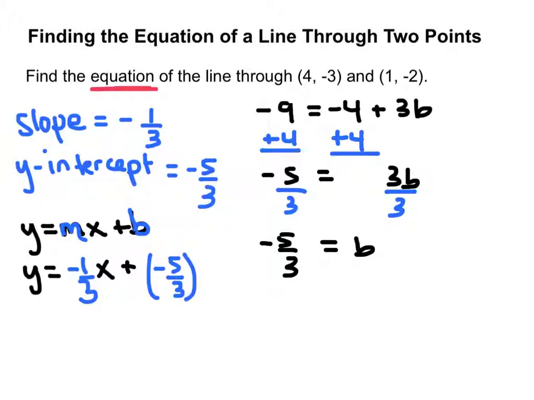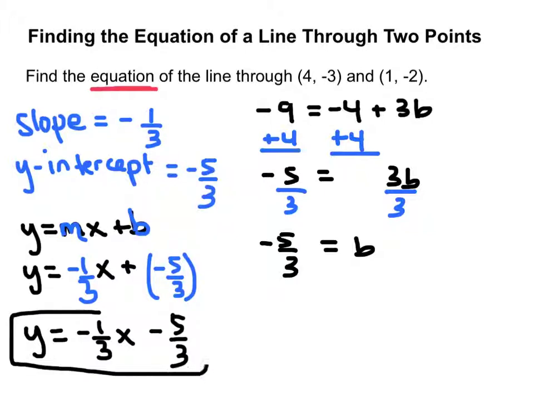And if we again look at how we are adding a negative number, most of the time you'll see the final answer will be simplified as y equals negative 1/3 x minus 5/3. And so that's the equation of the line through the points (4, -3) and (1, -2).